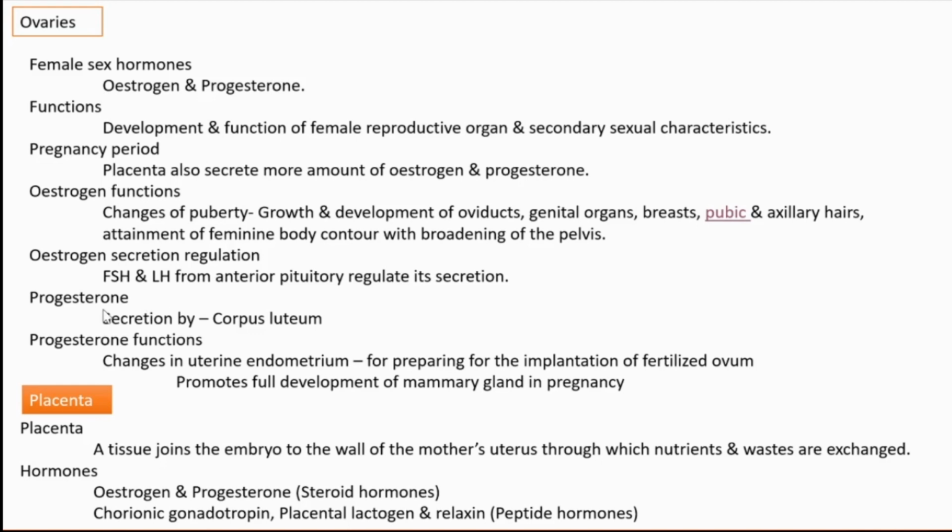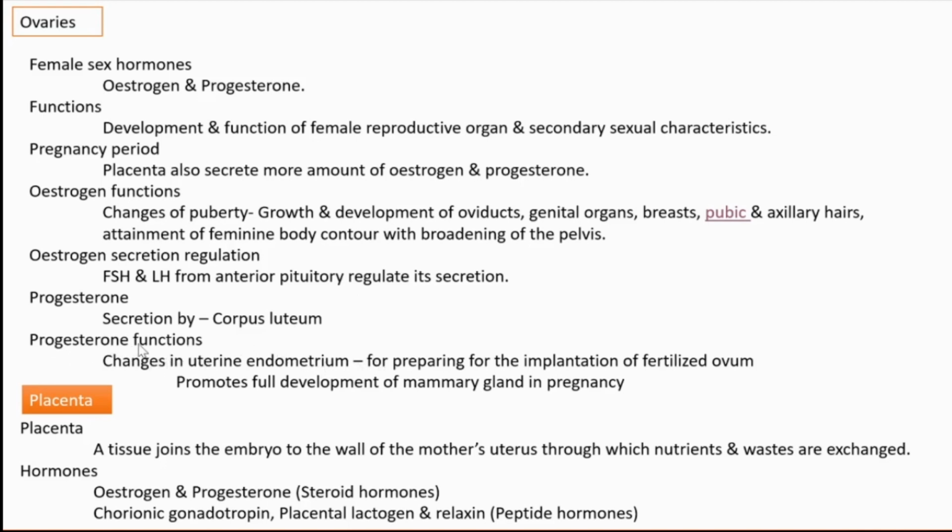Then progesterone. About estrogen, everything is over. Progesterone is secreted by the corpus luteum. Then what is the corpus luteum? Corpus luteum actually is a mass of cells. Seen where? Inside the ovary. Then what is its importance? The corpus luteum secretes progesterone during the time of pregnancy.